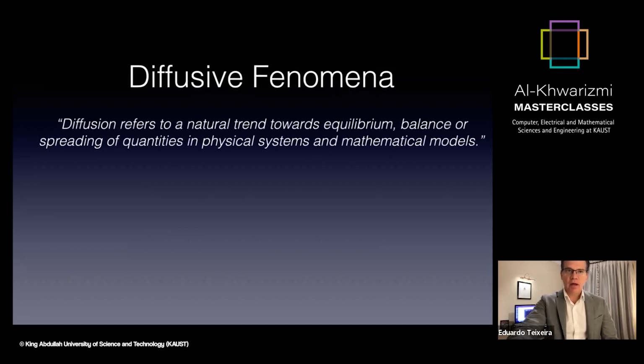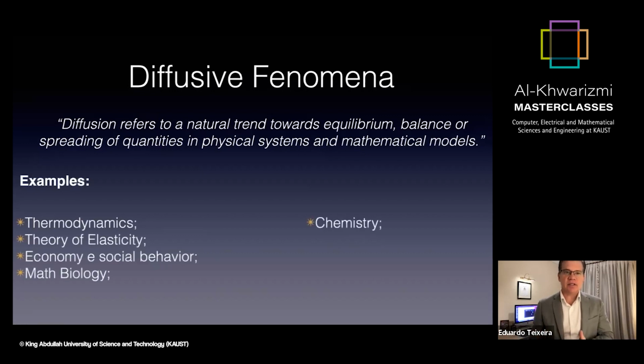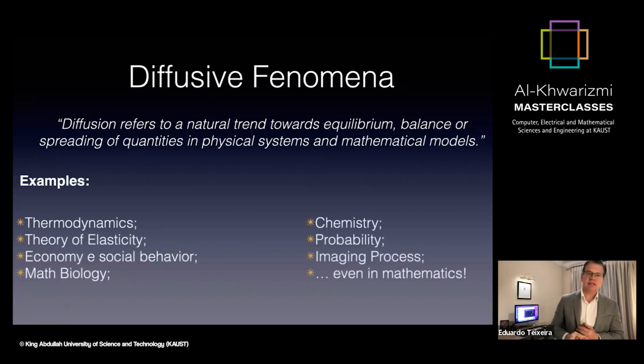So let me start by mentioning what I mean by diffusive phenomena. Diffusion really refers to this natural trend towards equilibrium, balance or spreading of quantities in physical systems. And this is a very natural phenomenon that we observe in nature, for instance, in thermodynamics, theory of elasticity, in economics and social behavior, math, biology, chemistry, probability, imaging processes. And it's a very powerful mathematical tool as well to study problems in geometry and things like that.